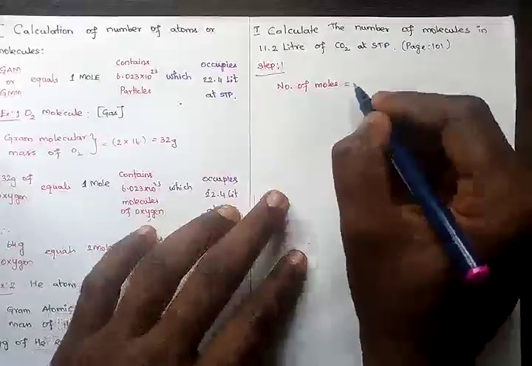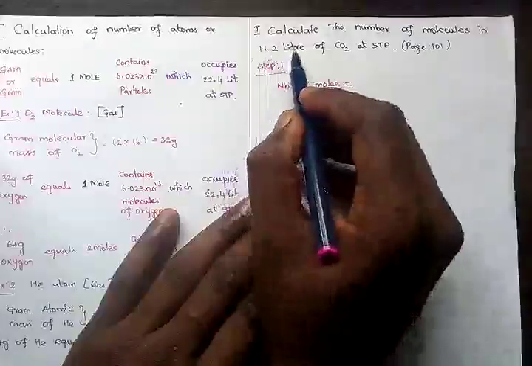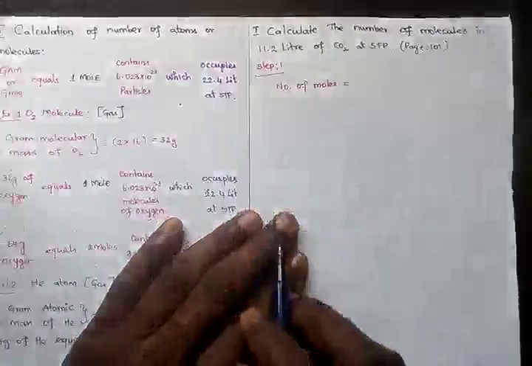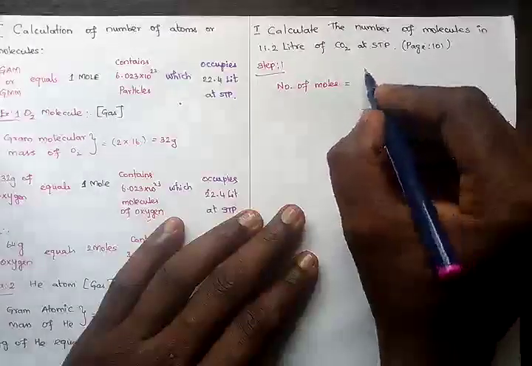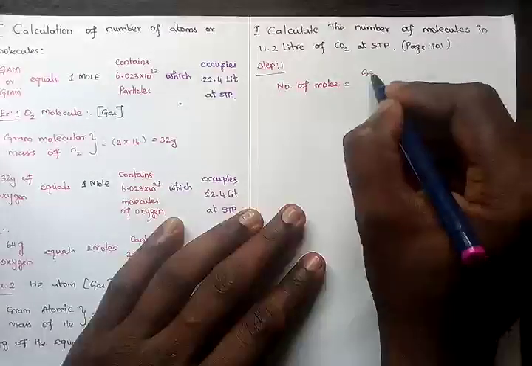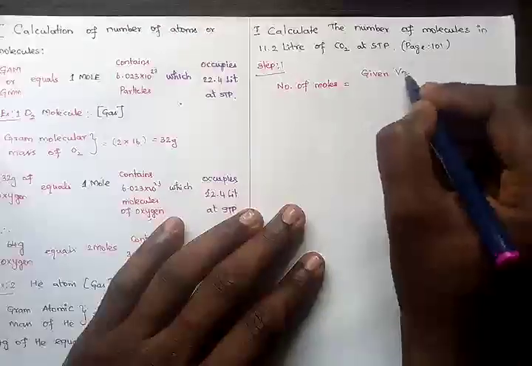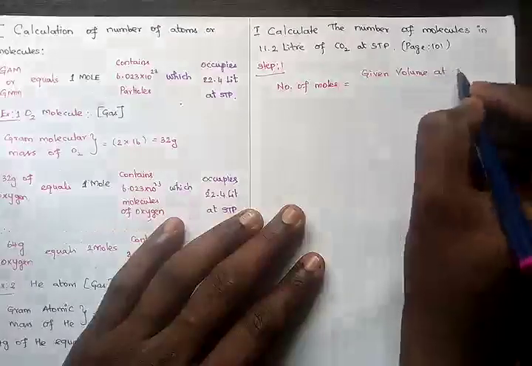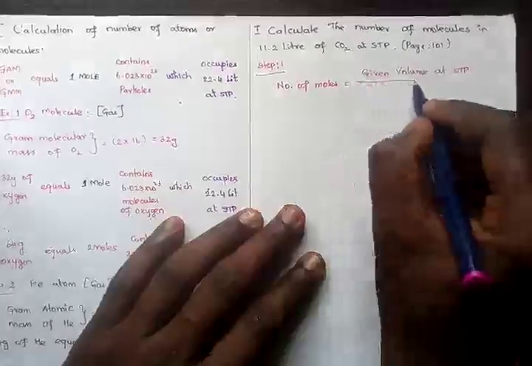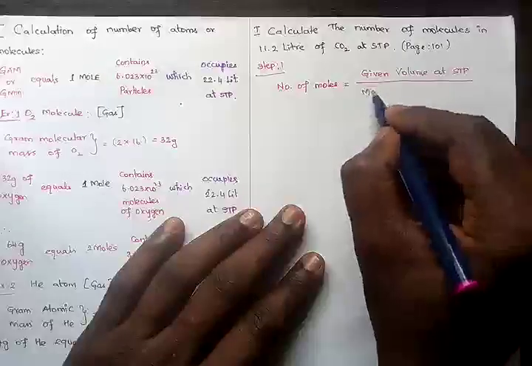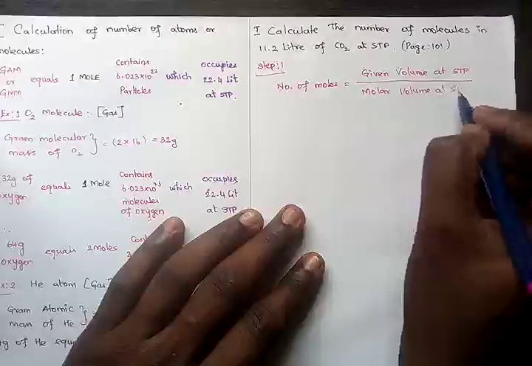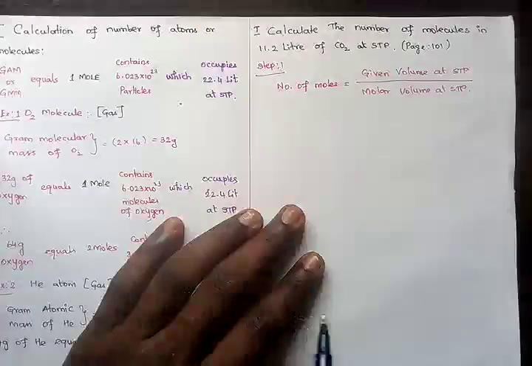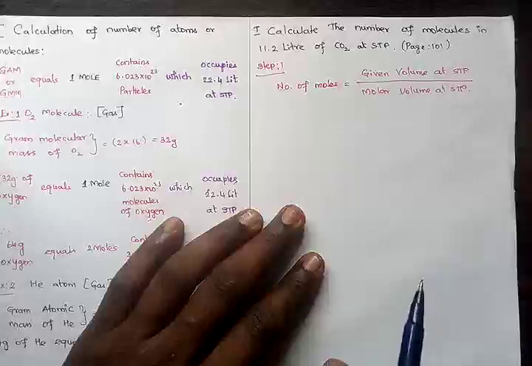So how do you calculate the number of moles? If volume is given, we have seen the formula already. The formula will be this: given volume at STP divided by molar volume at STP. Am I right? So this is the idea you should follow, my dear children.